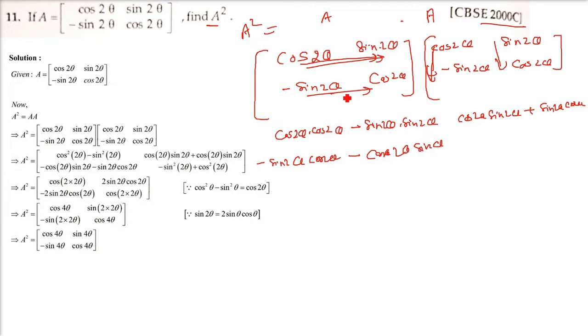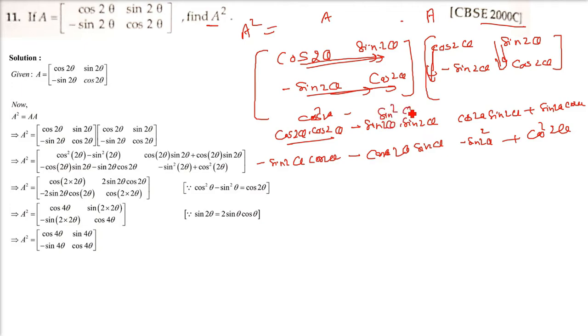Now the second row with the second column. Minus sin 2 theta, sin 2 theta. That is going to be square. Cos 2 theta and cos 2 theta again. Just write cos square 2 theta. Please remember all are 2 thetas. So whatever will be the result, it will be 2 theta.